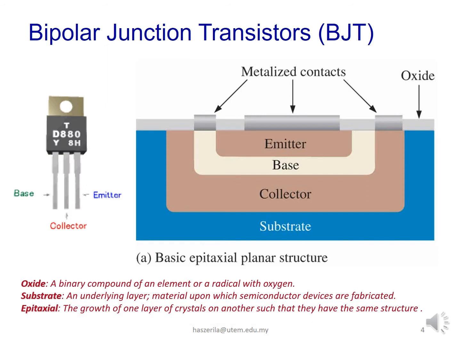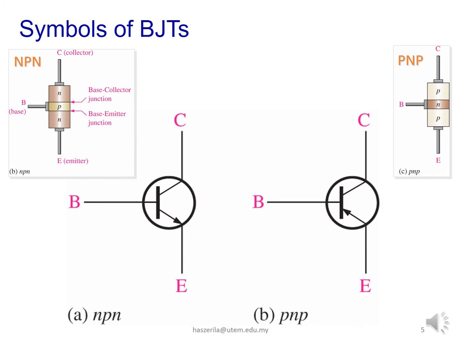The BJT is constructed with three doped semiconductor regions separated by two PN junction diodes as shown in this basic planar structure. It consists of the base, emitter and the collector. Figures A and B show the electrical symbols of NPN and PNP BJT.